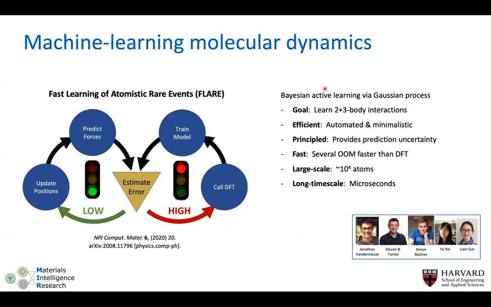And we utilize so-called Bayesian active learning developed by our collaborators in our group. What this algorithm does is it uses a Gaussian process to estimate prediction error or uncertainty, and that allows us to automate the training process. If the error is high, it automatically performs accurate quantum calculation and retrains the model. If the error is low, that means the model is confident and it then proceeds with the usual MD routine. This has several advantages, and it ultimately allows us to perform large-scale and long time-scale simulations that have not been possible previously.